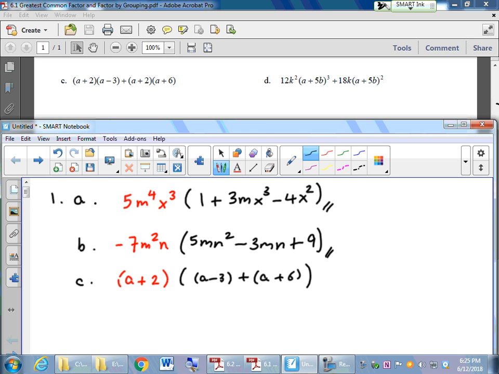Now simplifying a little bit, that will give me a plus 2, and taking out the parentheses, it will be a minus 3 plus a plus 6. Combining like terms gives us my final answer, 2a plus 3.